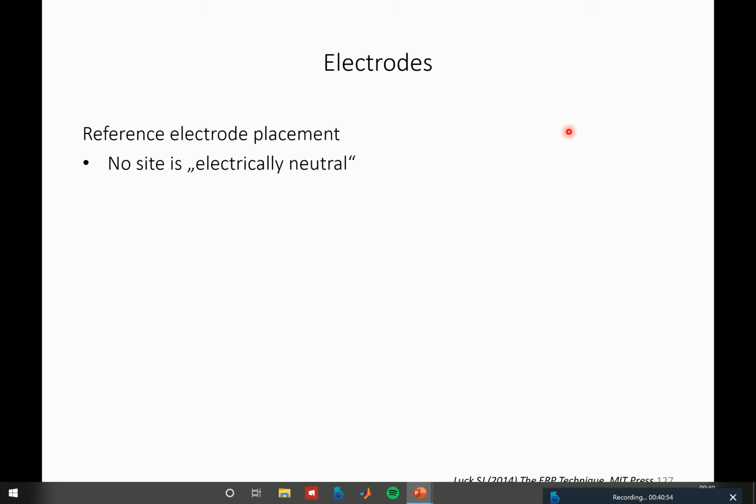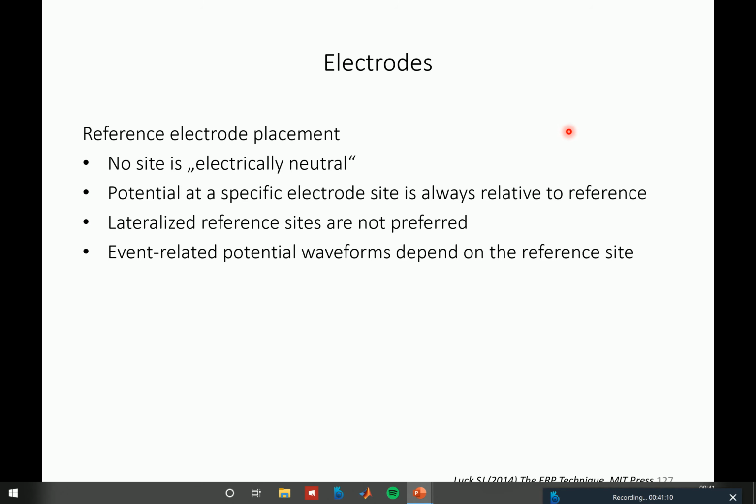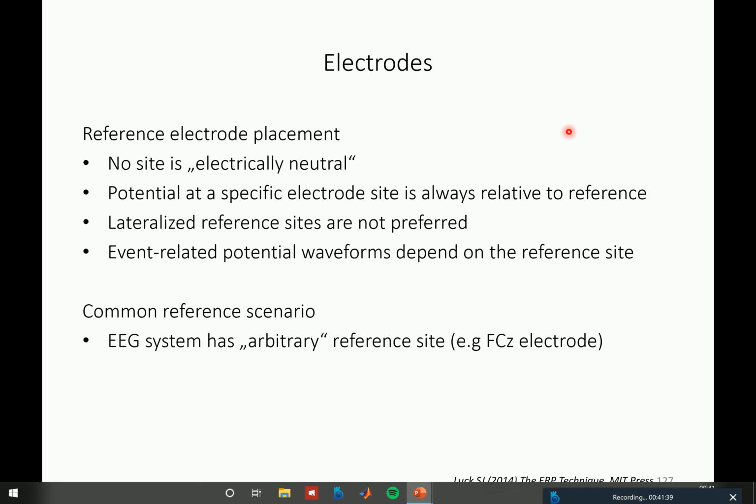Good. Reference electrode placement. This came up earlier. So no site is electrically neutral. The potential of a specific electrode is always relative to that reference. And what is kind of clear is that you don't want lateralized reference sites, because you might have things in the brain that are not symmetric, for example language activity. If you have a reference site on the left, then you get something very different than if you have a reference site on the right. So you usually want a central reference site. Clearly the event related potentials depend on the reference site, so we want to take account of it.